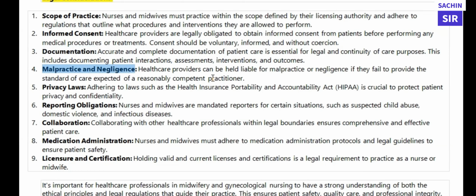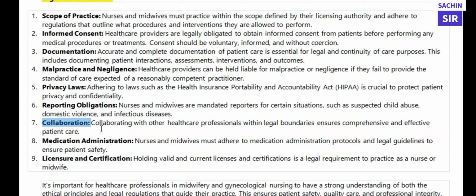Malpractice and negligence. Healthcare providers can be held liable for malpractice or negligence if they fail to provide the standard of care expected of a reasonably competent practitioner. Privacy laws. Adhering to laws such as the Health Insurance Portability and Accountability Act (HIPAA) is crucial to protect patient privacy and confidentiality. Reporting obligations. Nurses and midwives are mandated reporters for certain situations, such as suspected child abuse, domestic violence, and infectious diseases.